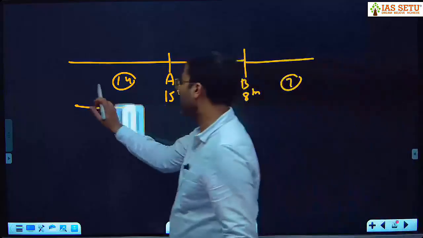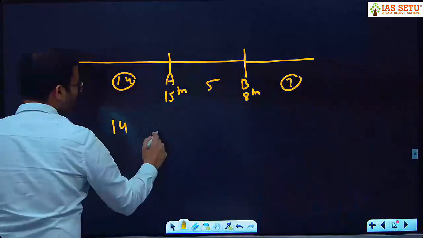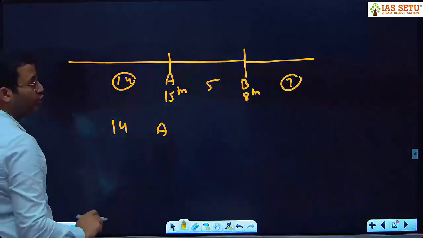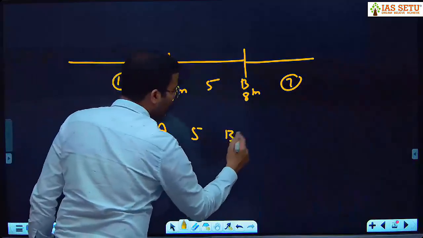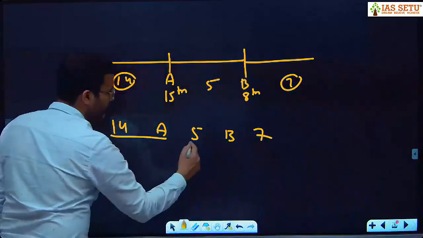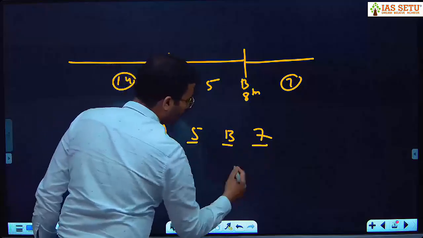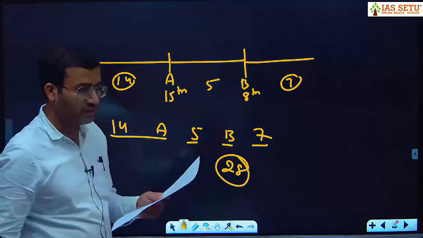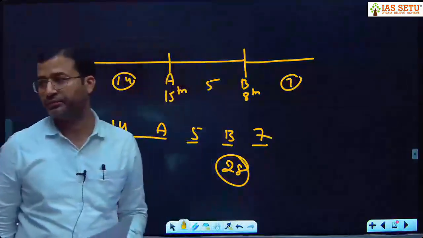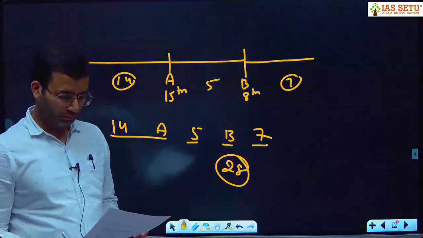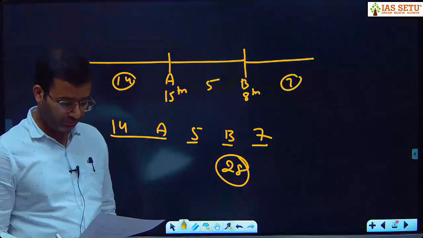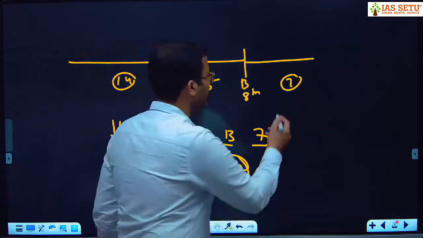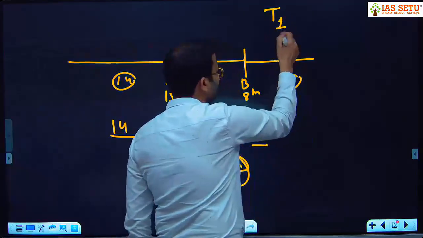So it means 14, then A, because this 14 excludes A, then 5, then B, then 7. So 15 plus 5 is 20, 21, 21 plus 7 is 28. How many total boys are there in that row? 28.